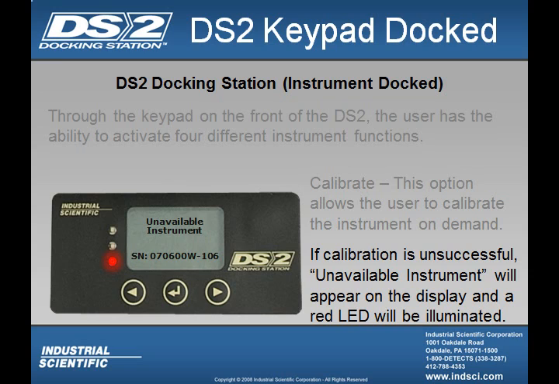The condition that we have here, for example, is that of an instrument failing the calibration. We know it's failed because we see the red LED illuminated and the words "unavailable instrument" on the display. This would be our indication that the instrument is not to be used until it's serviced. Whereas if it passed calibration, we'd get our standard green and amber LED indications.